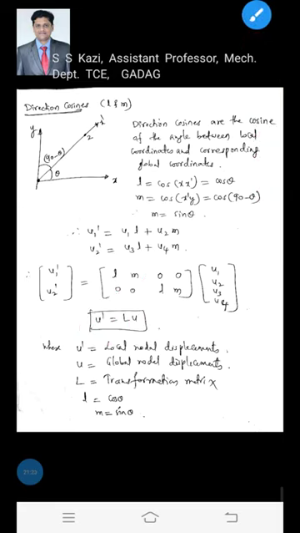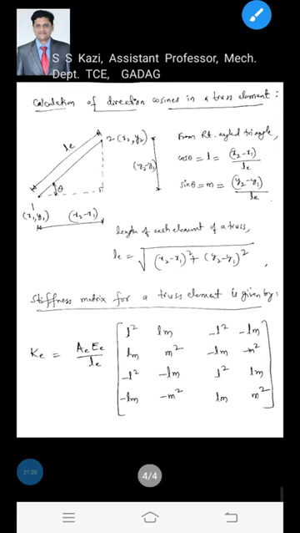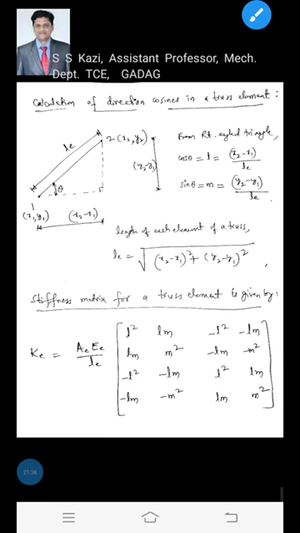Okay, I hope you have understood. Now we'll move on to the next topic, the calculation of direction cosines in a truss element. How do we calculate the direction cosines in a truss element?